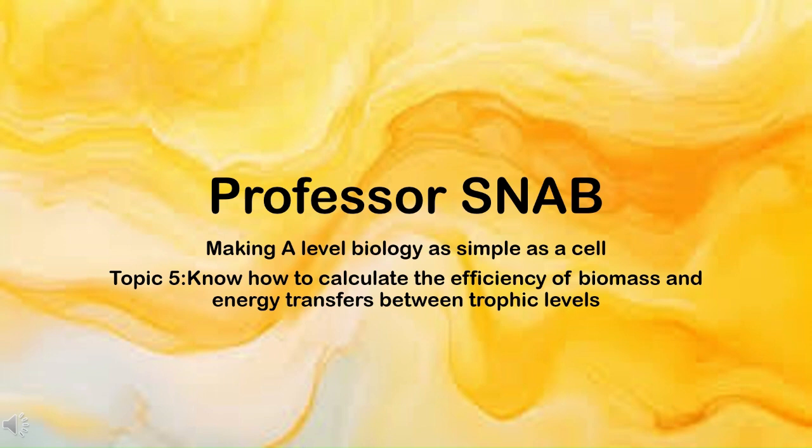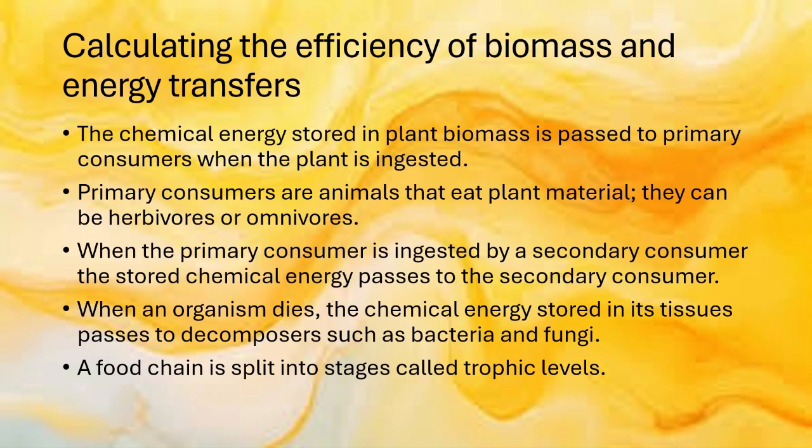So today we'll be learning how to calculate the efficiency of biomass and energy transfers between trophic levels. The chemical energy stored in plant biomass is passed to primary consumers when the plant is ingested. Primary consumers are animals that eat plant material, and they can be herbivores or omnivores. When the primary consumer is ingested by a secondary consumer, which can be a carnivore or an omnivore, the stored chemical energy passes on to the secondary consumer.